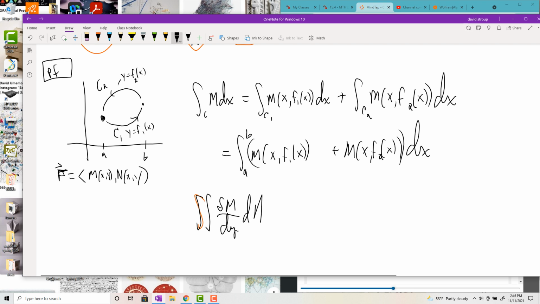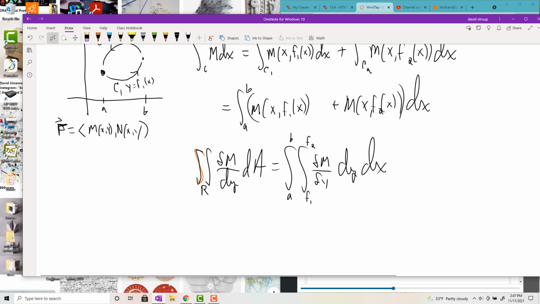dy dA. In this case, I'm going over this region, so if you think of it, dy and then dx, I'm going first from the curve f1 to the curve f2, and then I'm integrating from a to b. You're going to get the same thing as what you got from the integral of M dx. The integral of this portion with respect to y just gives you M, so you get M evaluated from f1 to f2, dx.